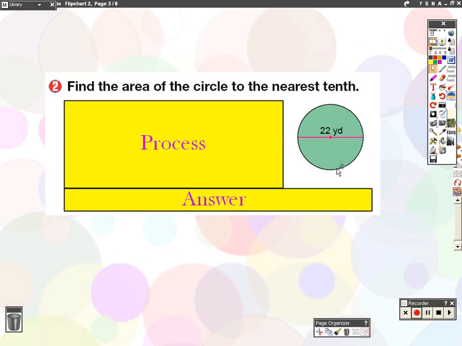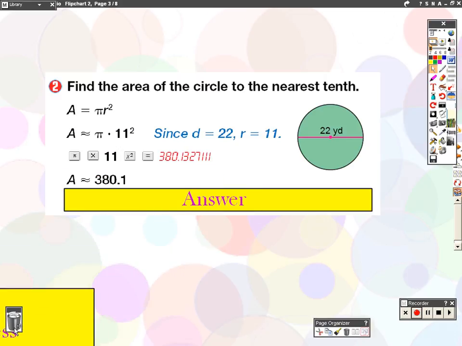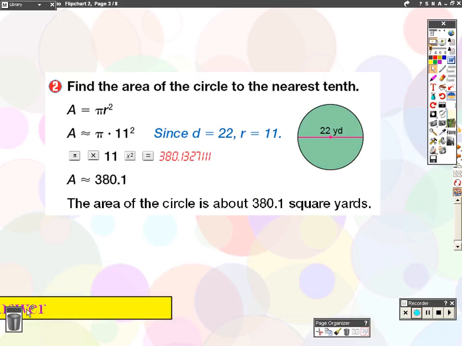Again, showing another example, we have a circle with a diameter of 22 yards. But remember the process. We need to find the radius and not the diameter in our formula. So using the formula again of pi r squared, we take half of 22 and we get our radius of 11. Plugging that into our rule, we come up with our answer of 380.1, again, square yards.